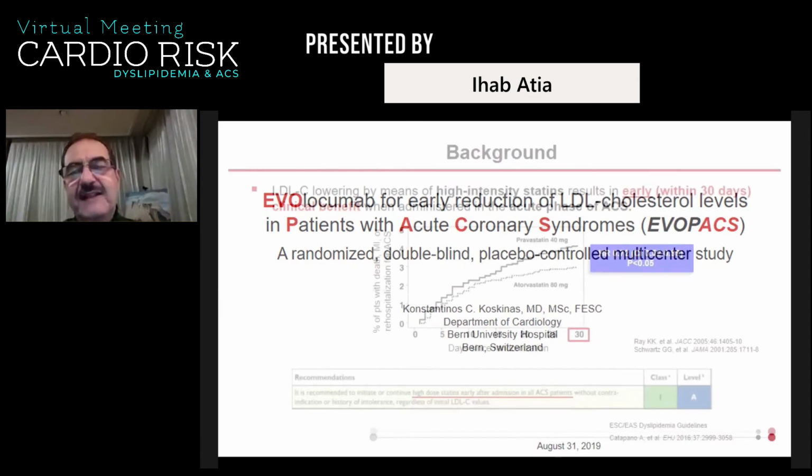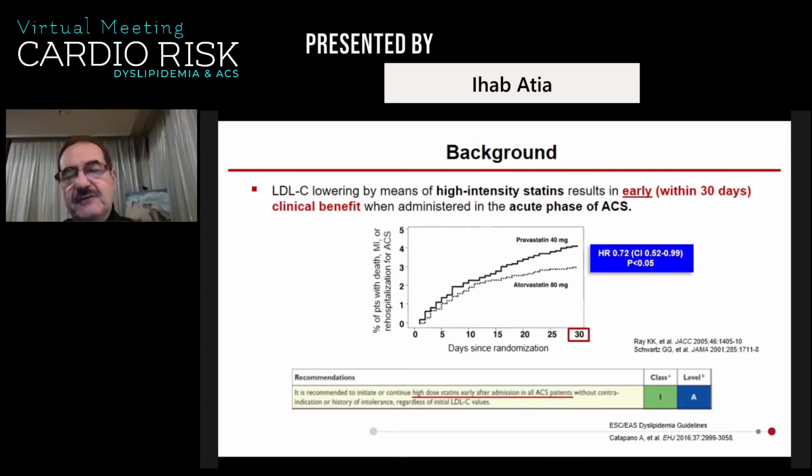What this study did is it looked at the background. They looked again at the PROVE-IT study, but they looked at the very first 30 days in the PROVE-IT study. When they compared Prava with atorvastatin, they got an impressive relative risk reduction of 28% as early as 30 days. So that was very impressive, meaning that you should start early.